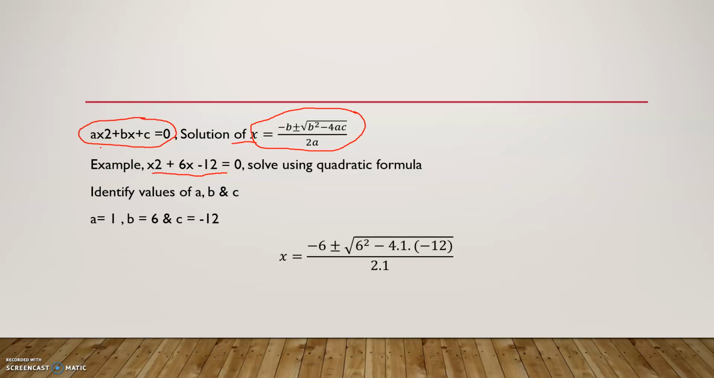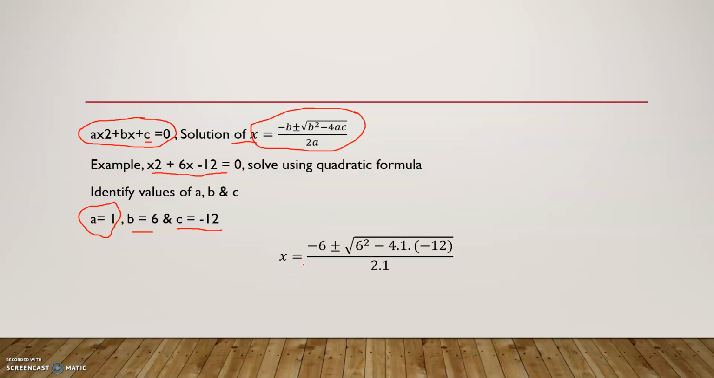We have x squared there and x squared there, and there is nothing in front of this x squared, which means a equals just 1. Then we have bx and we have 6x, which means b equals 6. And then we have c here, which is minus 12. So that will be c equals minus 12. Now what we have to do is plug these three numbers into this formula.